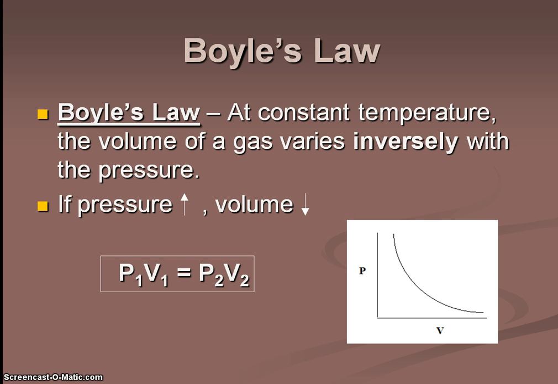So for example, if you press on the outside of a balloon and the balloon shrinks, you can see that as you increase the pressure, the volume is going to decrease. The equation for this is P1V1 equals P2V2. So 1 and 2 stand for the initial conditions and the final conditions. P is pressure and V is volume.